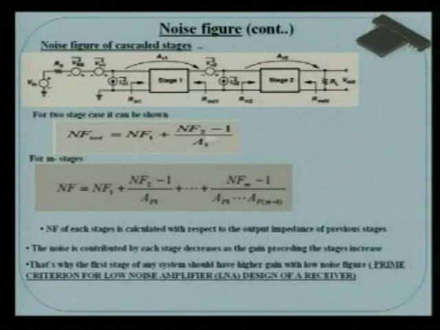What we find about noise figures, for example, we start with stage 1 and stage 2, having a noise figure NF1 and gain G1, and the other with noise figure NF2 and gain G2. They are cascaded. The total overall noise figure is the noise figure of the first stage plus the noise figure of the second stage minus 1, divided by the gain of the previous stage. That is the important part to remember.